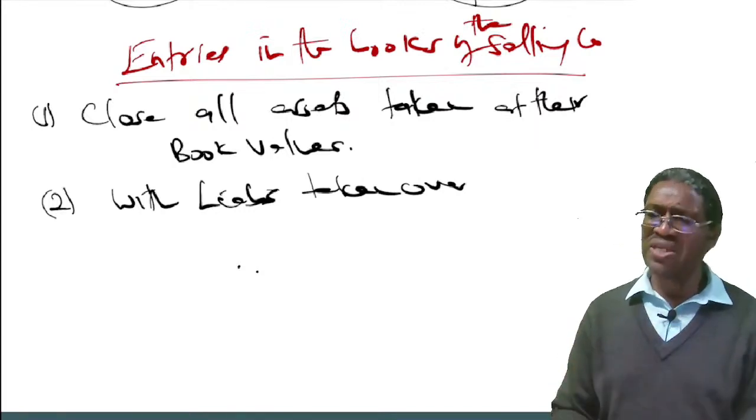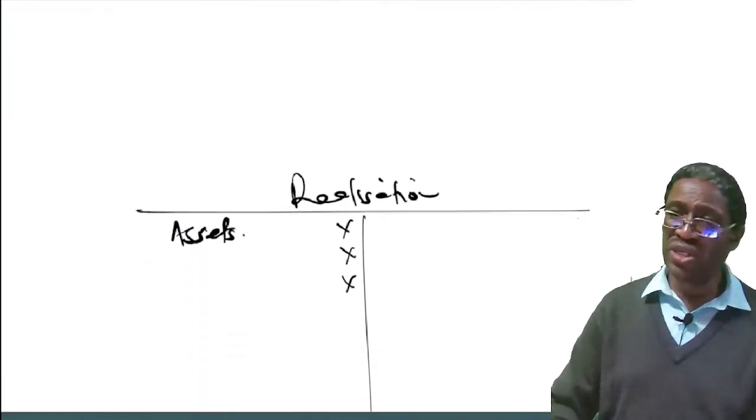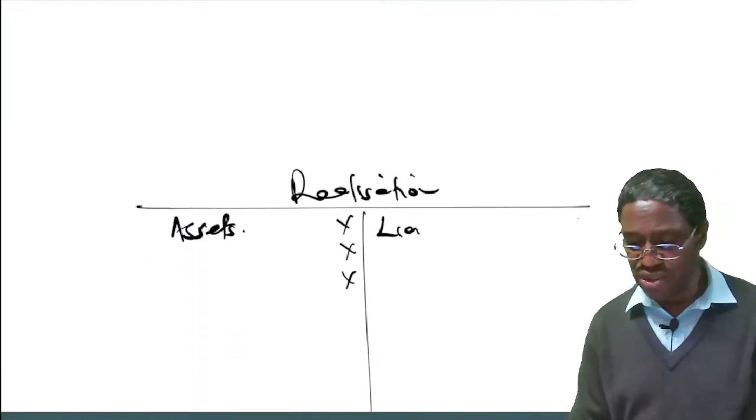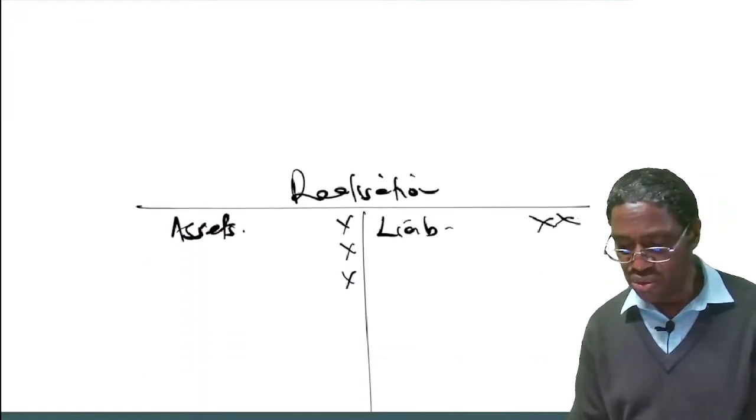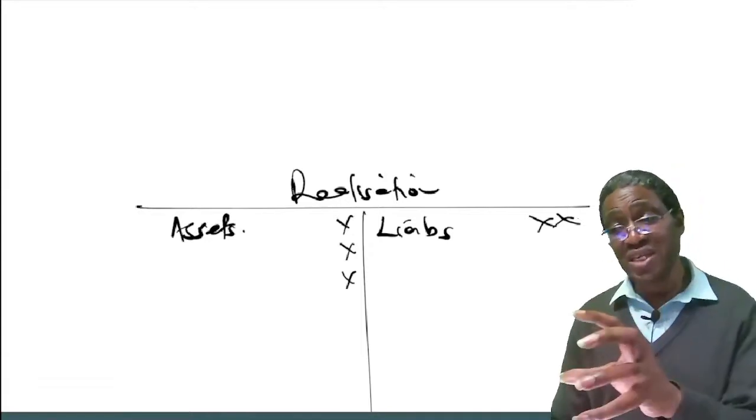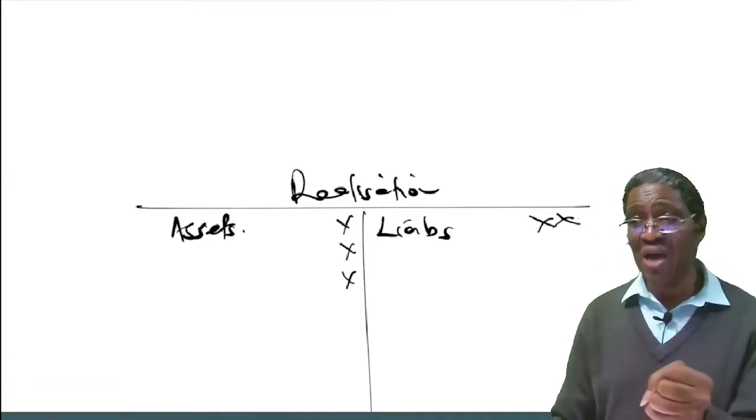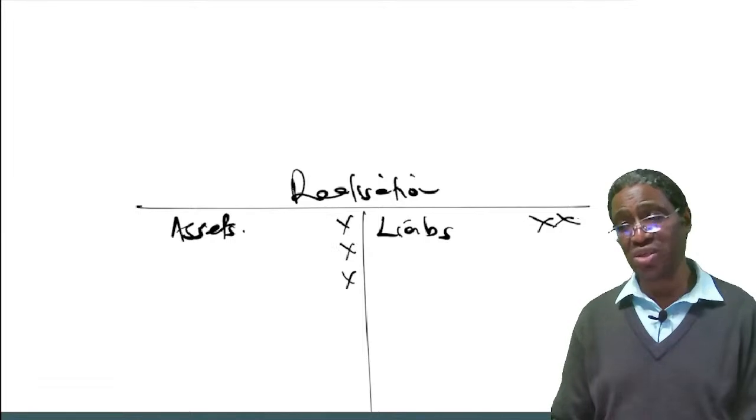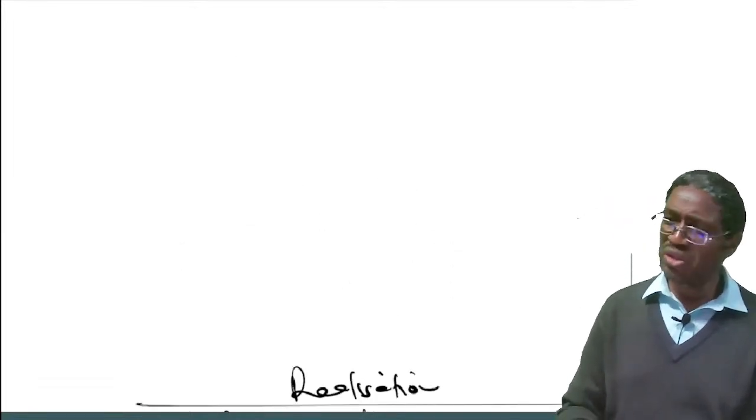We know liabilities are always a credit balance, and therefore to close that credit balance, you will have to debit that liability and you will have to credit this account called realization. That is our step number two, which says with the liabilities taken over, you debit liabilities, you credit realization. That's number two. We got number three now.